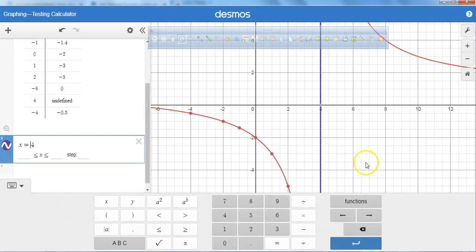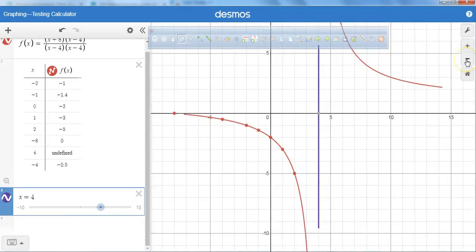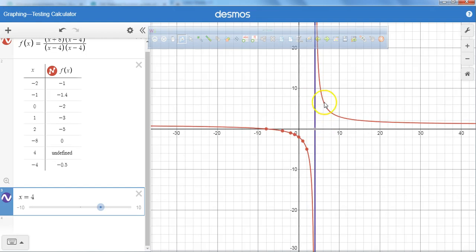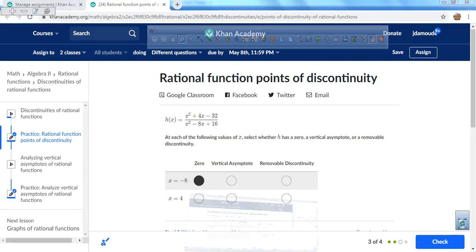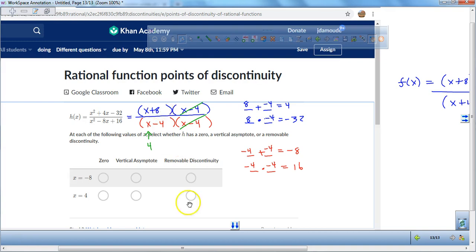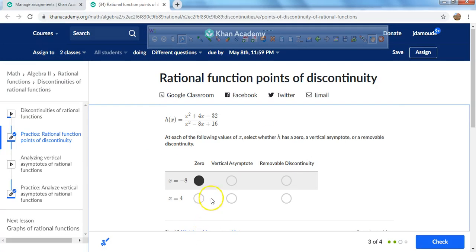Where is our asymptote? We have an asymptote right there at a 4. And if you zoom out, you can clearly see you have an asymptote at 4. And so that's why on this problem, we are going to say we have a 0. All right? We have a 0 at -8. But we have a vertical asymptote at x equals 4.